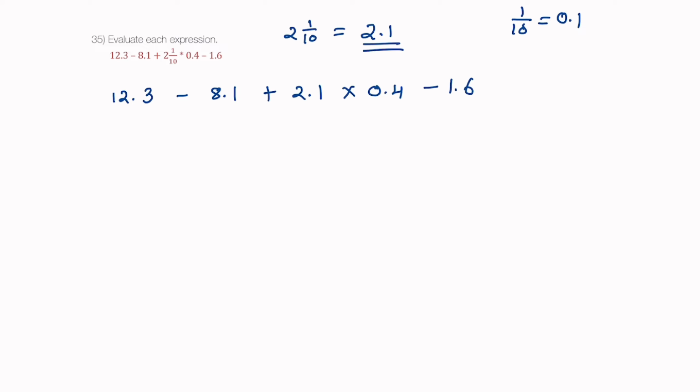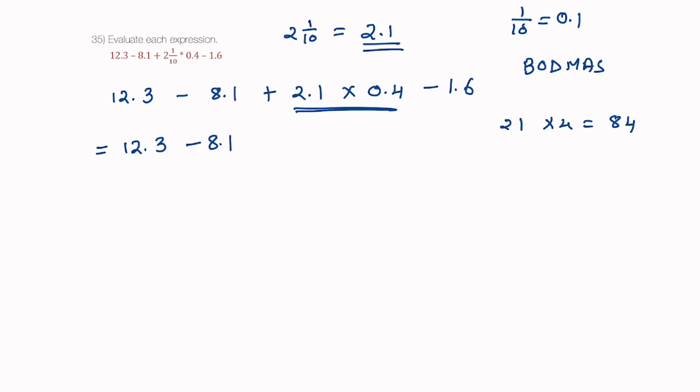Which one are we going to do first? What's the rule? Yes, this is the rule that we are going to use. As per that rule, this should be done first. So this is equal to 12.3 minus 8.1, 2.1 times 0.4. If it was 21 times 4, it's simple. It's 84. You can do this mentally also.